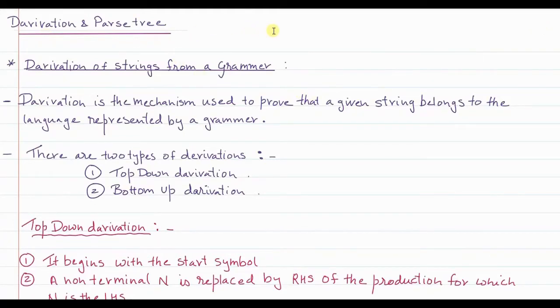Today in this lecture we are going to learn what a parse tree or derivation tree is, the concepts of how to derive a string from the grammar, and what ambiguity in the grammar is.